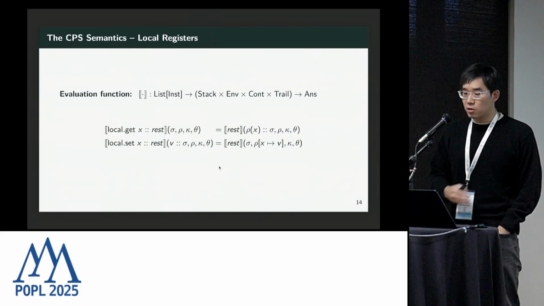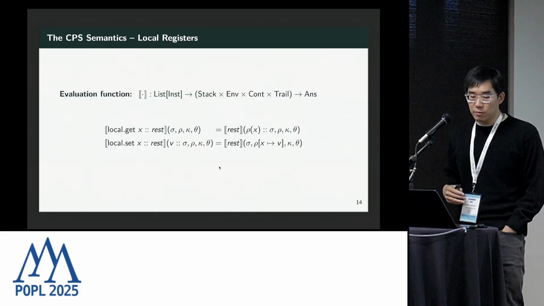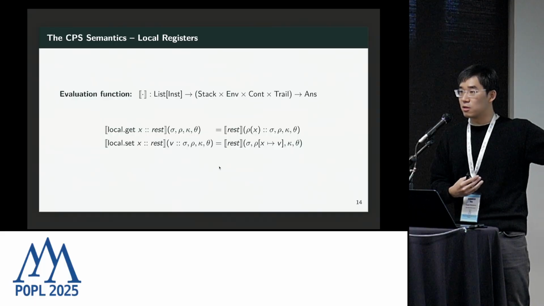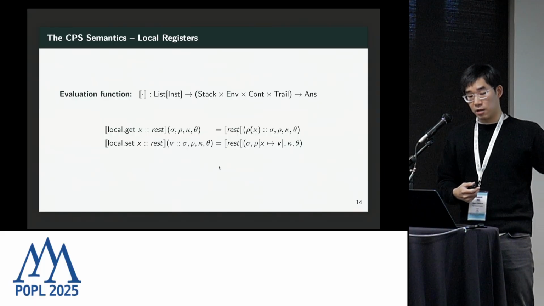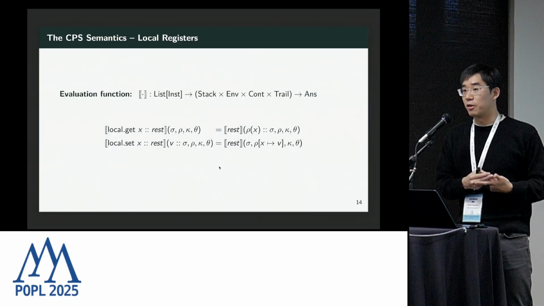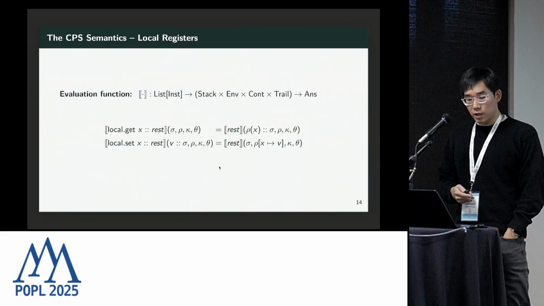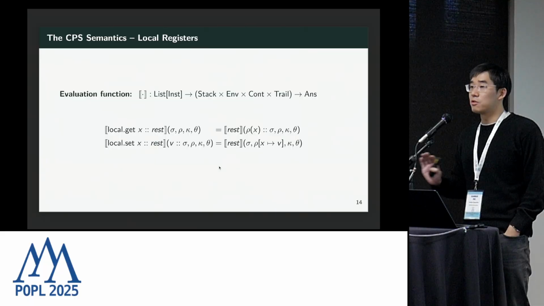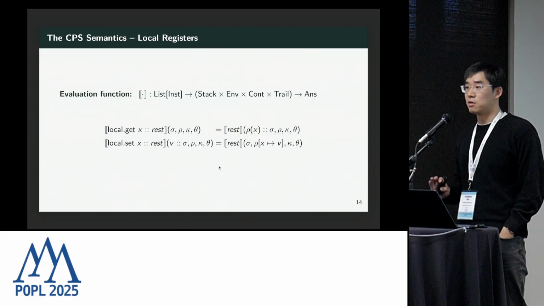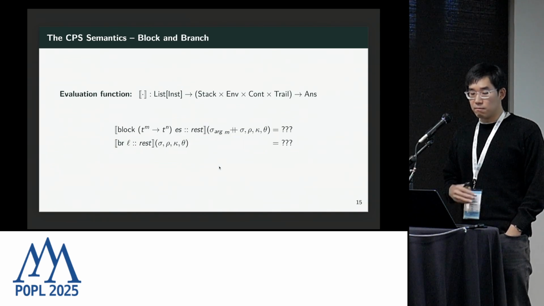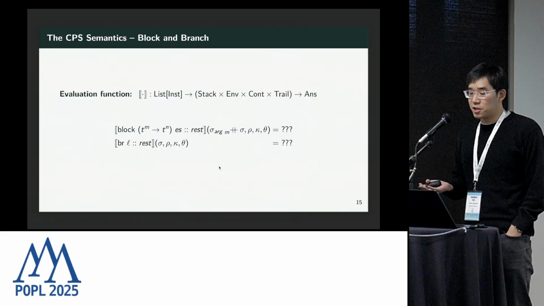Similarly for local variables, get and set, we just access the variables from the environment rho for get, and for set, we just update the environment rho with the corresponding value retrieved from the stack. Okay, so far this is all simple, straightforward stuff, and we haven't really used the continuation or the trail. Then we look at the semantics for block and branching, or break.